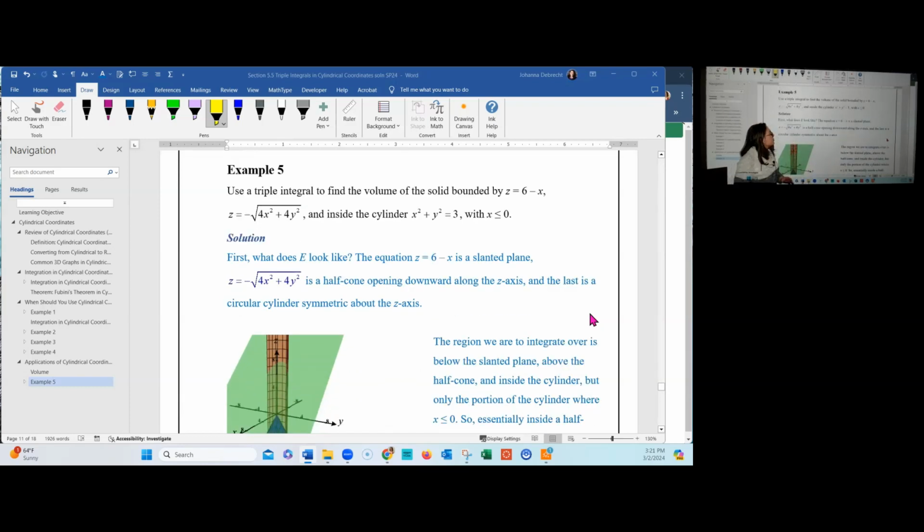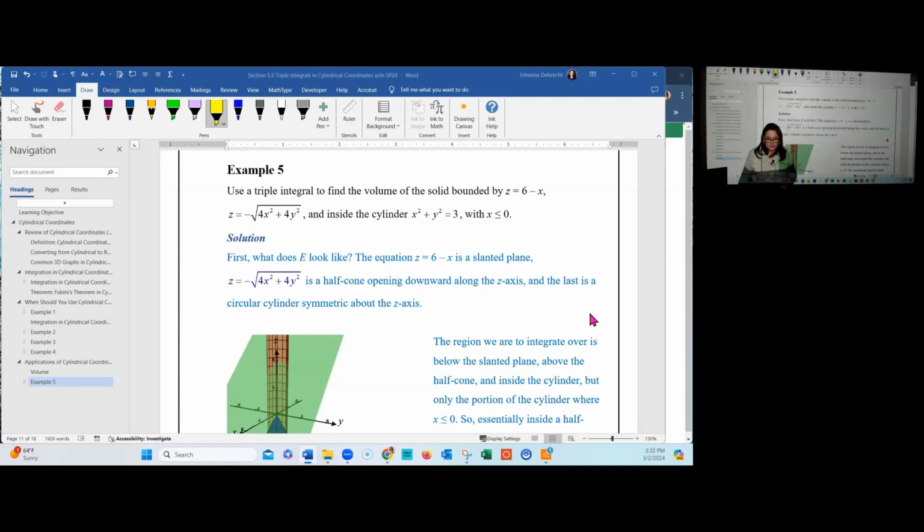In example 5, we want to use a triple integral with cylindrical coordinates to find the volume of the solid domain bounded by the slanting plane z equals 6 minus x, the half cone z equal negative square root of quantity 4x squared plus 4y squared, that's inside the cylinder x squared plus y squared equal 3, with x limited to being less than or equal to 0.